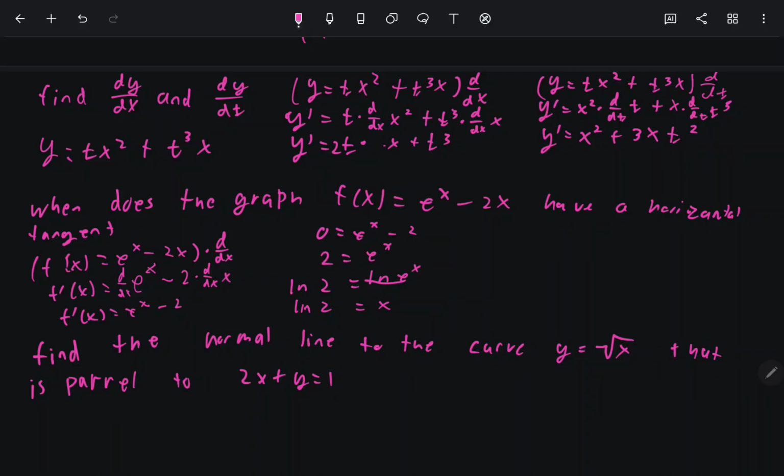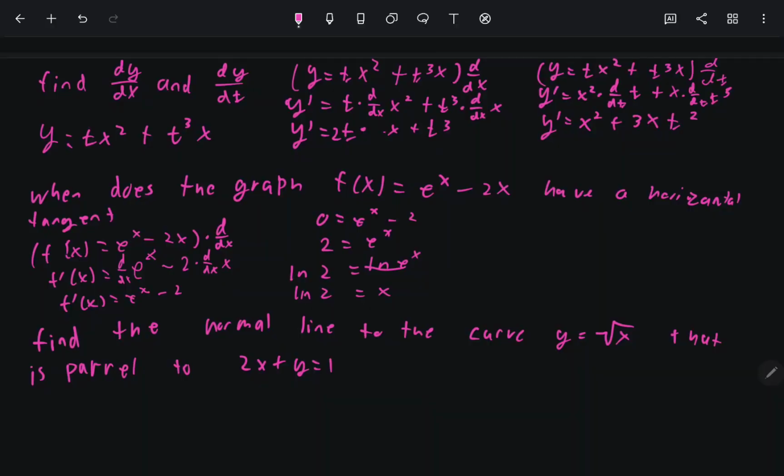And now I want us to find the normal line to the curve square root of x that is parallel to 2x plus y is equal to 1. Okay, this is a doozy. So to start out, let's get y by itself. So we get y is equal to negative 2x plus 1. And we want a normal line that's parallel to this. So our slope of the normal needs to be negative 2.